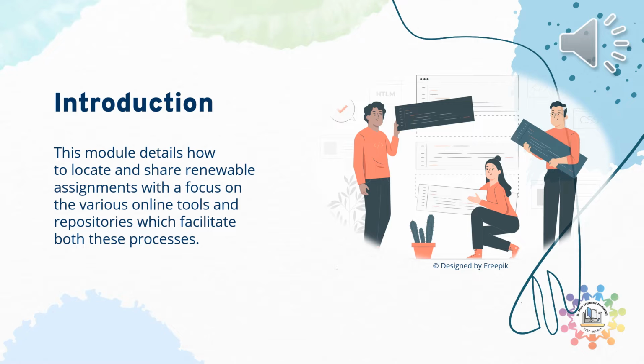Locating renewable assignments can be a difficult process. This module reveals the most likely tools and repositories where renewable assignments can be found, as well as providing guidance on how to search for them and how to evaluate the discovered artifacts.